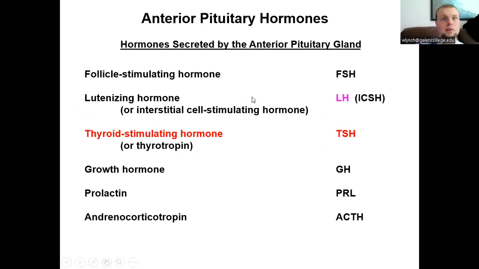Our anterior pituitary hormones: we have the ones stimulated by gonadotropin releasing hormone, which are FSH and LH, follicle stimulating hormone and luteinizing hormone, respectively. We have TSH stimulated by TRH. This is thyroid stimulating hormone, also known as thyrotropin. Then we have GH, or growth hormone. We have prolactin, and we have adrenocorticotropin, which is going to go onto the adrenal cortex.